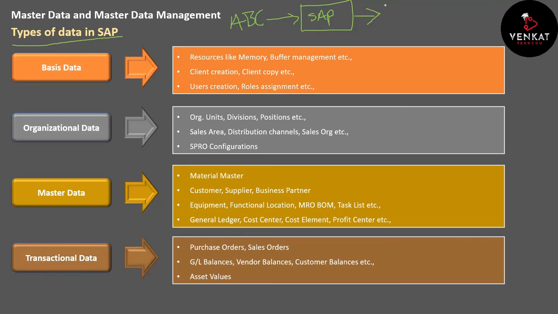First, they identify the business requirement. Why do we need to implement SAP? What are the benefits we get out of SAP implementation for our business? Then they will identify which modules to implement, because there are numerous modules in SAP. Which modules are relevant for their business: material management, financial, warehouse management, or sales and distribution? They have to identify that.